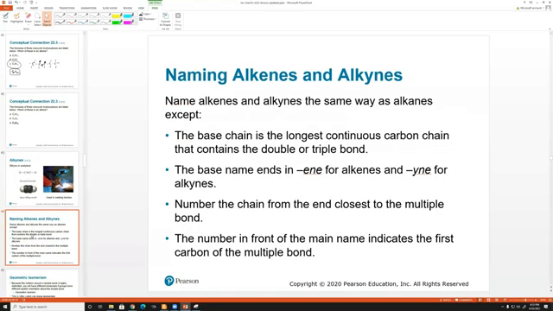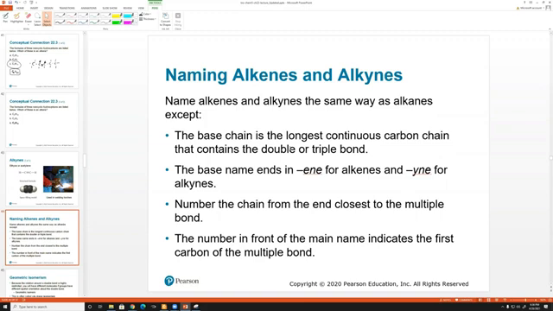All right, any questions on that one? Now naming alkynes. The naming works the same way as for alkanes, except the base chain is the longest continuous carbon-carbon chain. Not just with alkanes, but with all of these, it's the longest carbon-carbon chain. Then you number the chain from the end closest to the multiple bond. The number in front of the main name is the first carbon of the multiple bond.